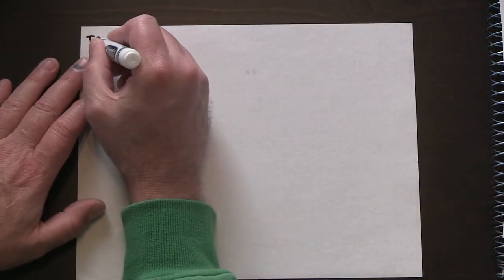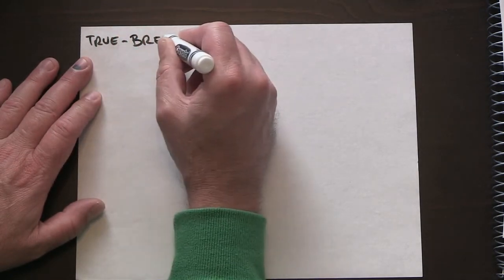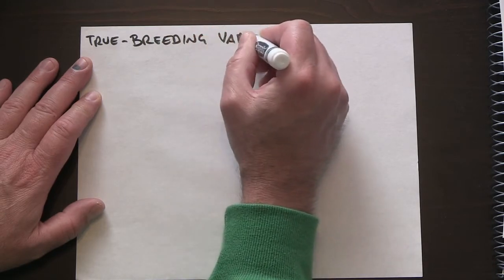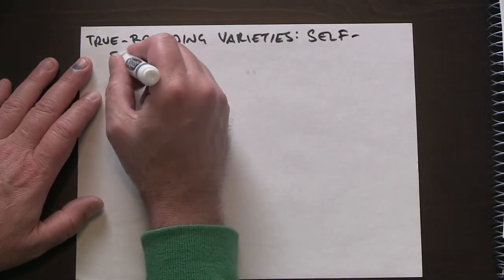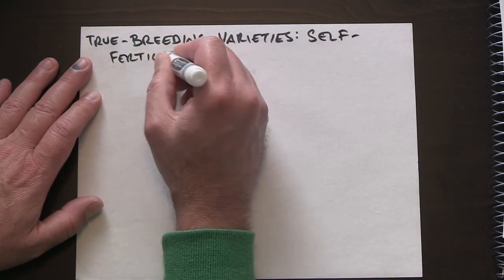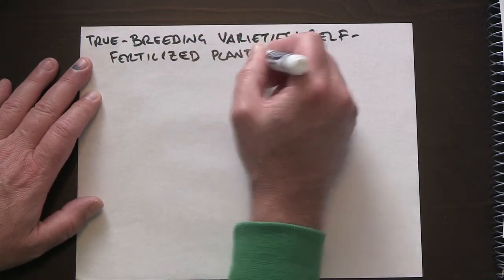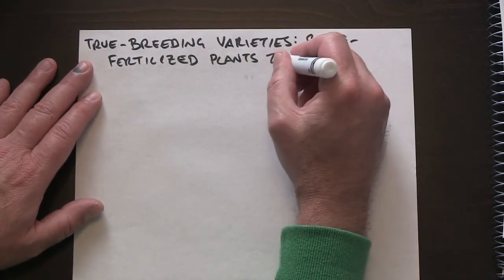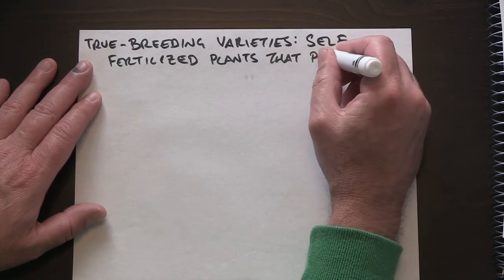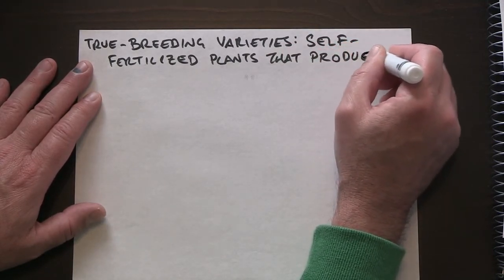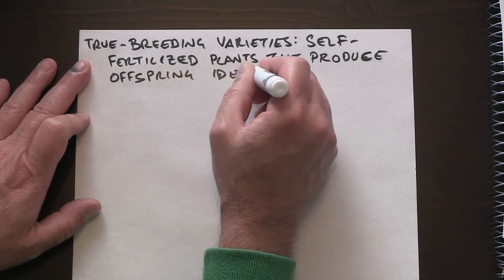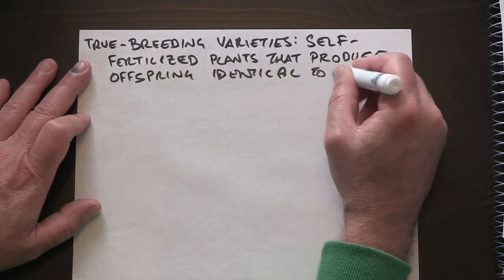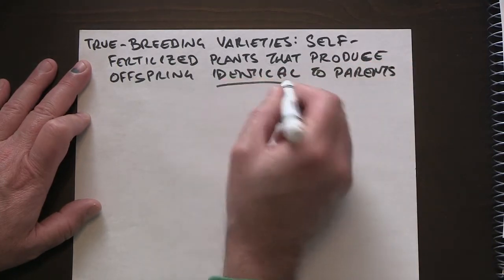Okay, some more vocab that you should probably be familiar with. True breeding varieties of these pea plants, or any organism, are self-fertilized plants that produce offspring identical to the parent.